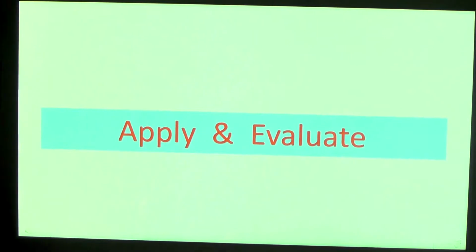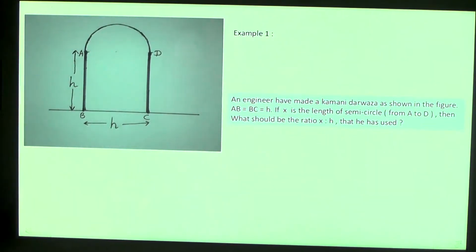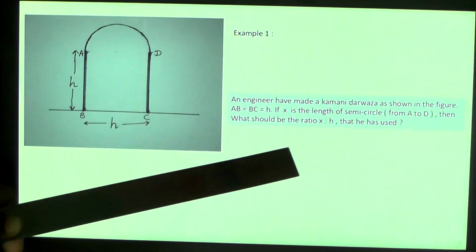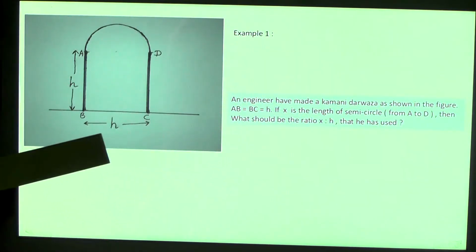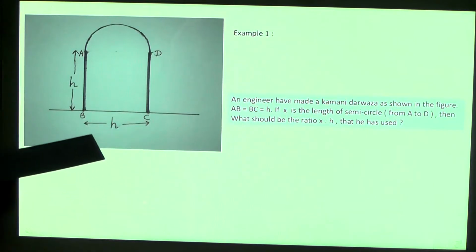Apply and evaluate. Here in the first example, an engineer has made a Kamani Darwaja as shown in the figure, AB equal to BC equal to H. If x is the length of semicircle from A to D, then what should be the ratio x to H that he has used? Height is H and BC is H.